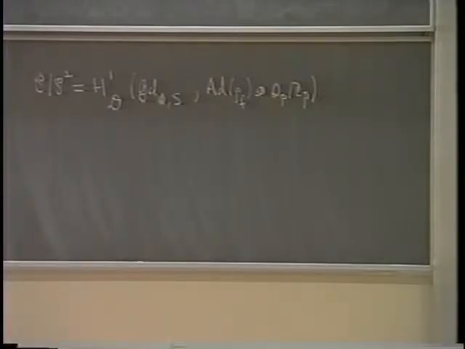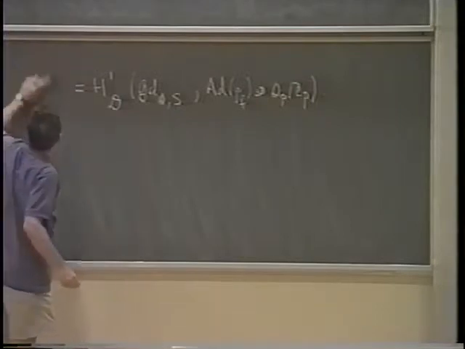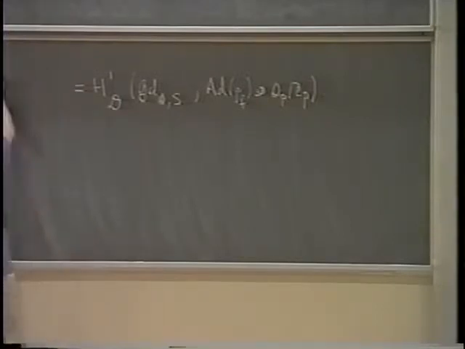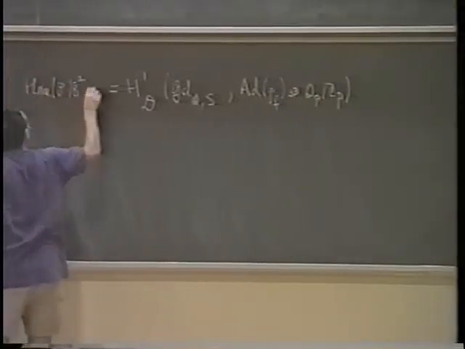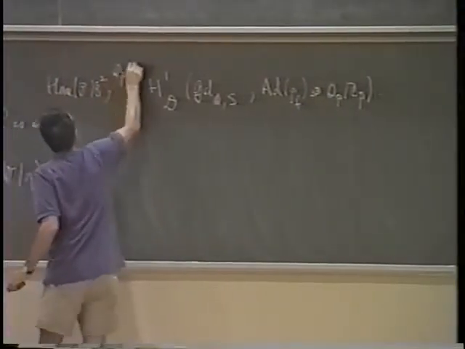Let's see which way I want to write it. Okay. So this is not the p mod p squared itself, but a group which will have the same order, namely Hom from p mod p squared into QP mod ZP.